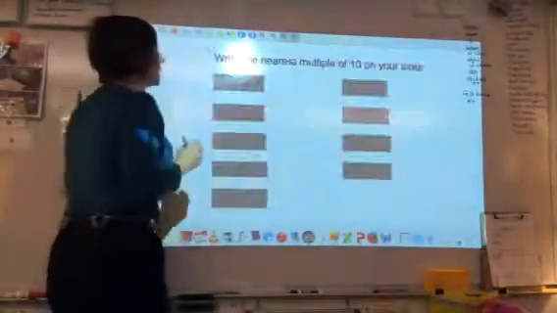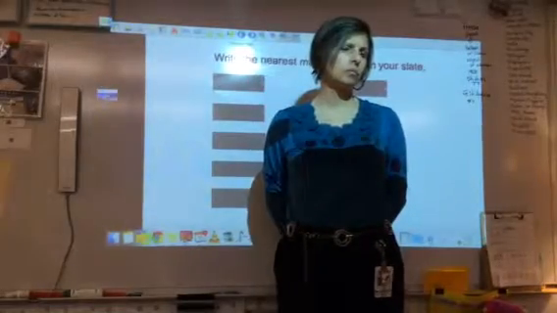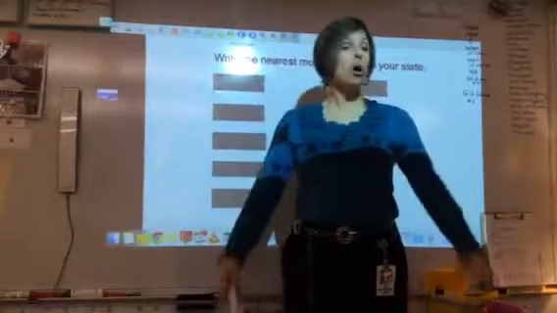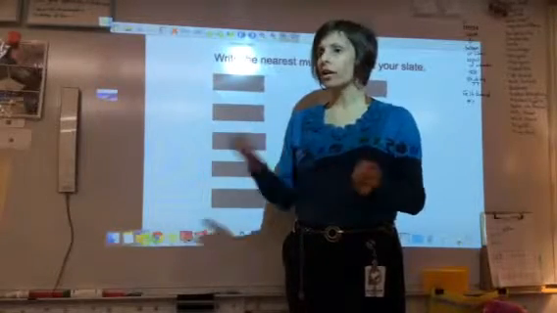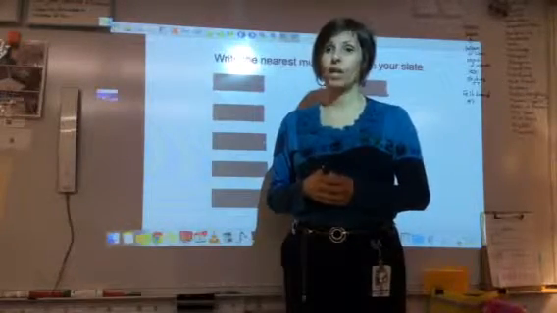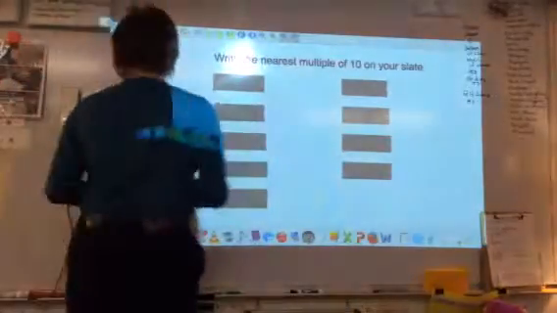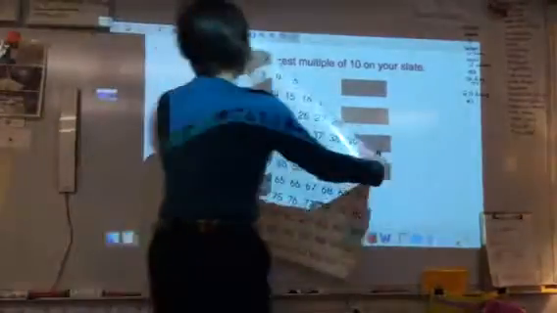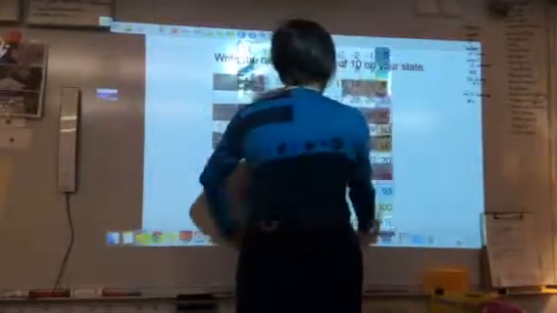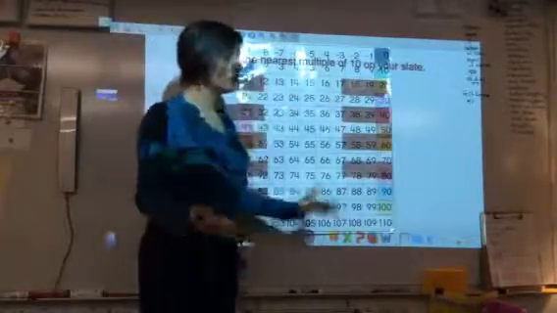A multiple of 10 is not tricky at all. It's simply a number that you would get if you were to count by tens. If I wanted to get a multiple of 10, would 30 be a multiple of 10? Let's check and see. I said that if you count by tens, you would hit a multiple of 10.